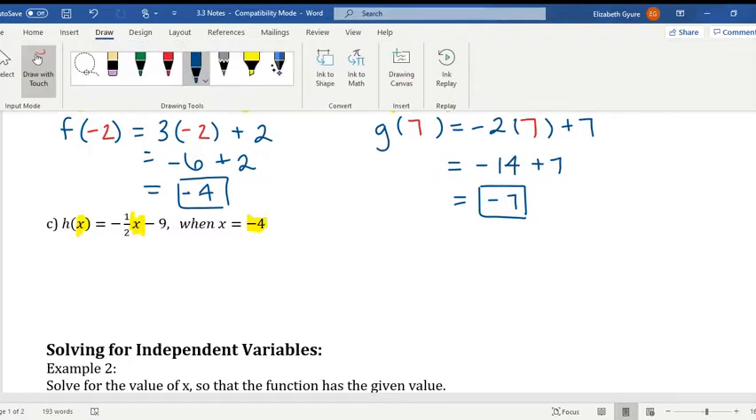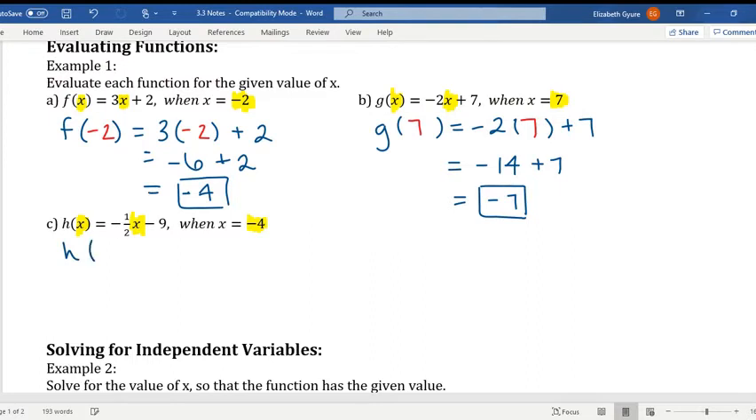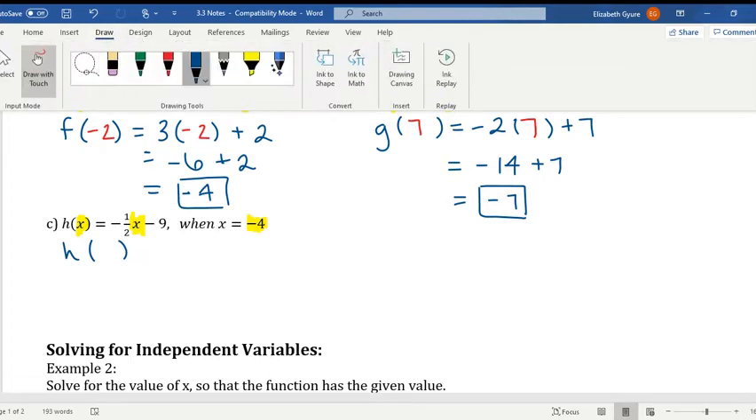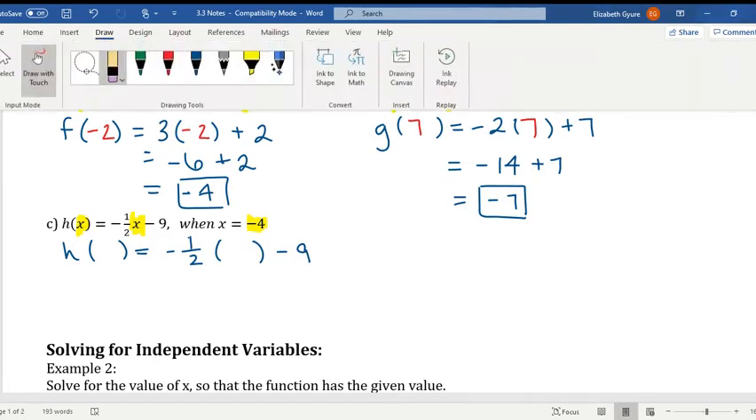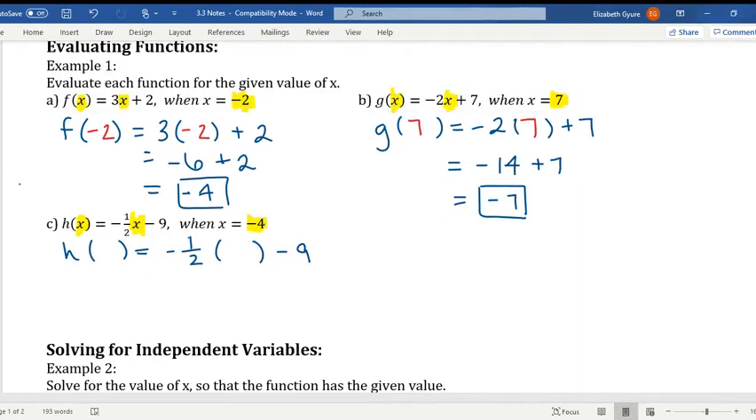So let's write our equation. We have h, and then instead of x, we have open parentheses, equals -1/2, and then instead of x, put your -4, and then minus 9. I'm sorry, we're not plugging that in yet. Just put your open parentheses and then -9. Now we're going to plug in our -4. So put your -4 in each set of parentheses, and now we're going to simplify.